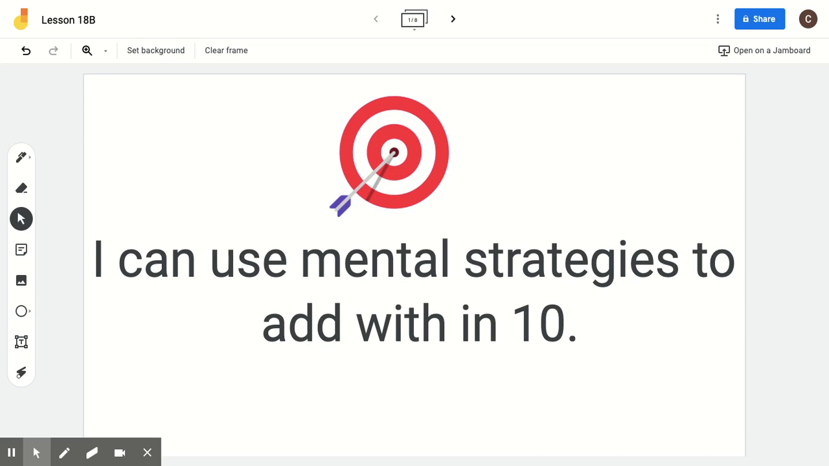Today, our learning target says I can use mental strategies to add within 10. We've talked about some mental strategies in our last couple of lessons, so this might seem a little bit like a review, but we're going to dig deeper in.